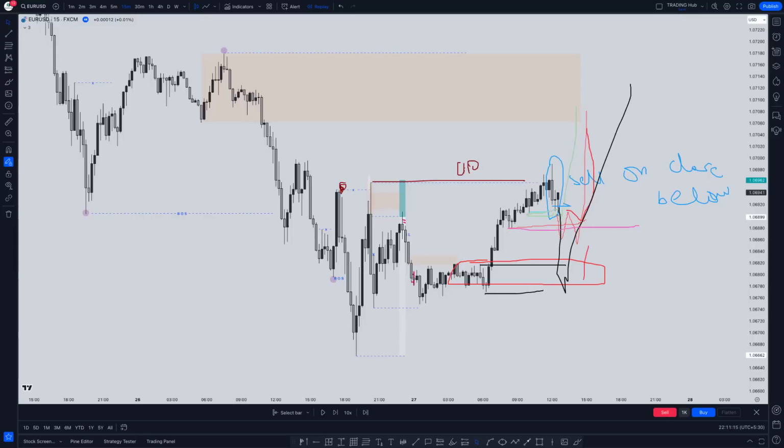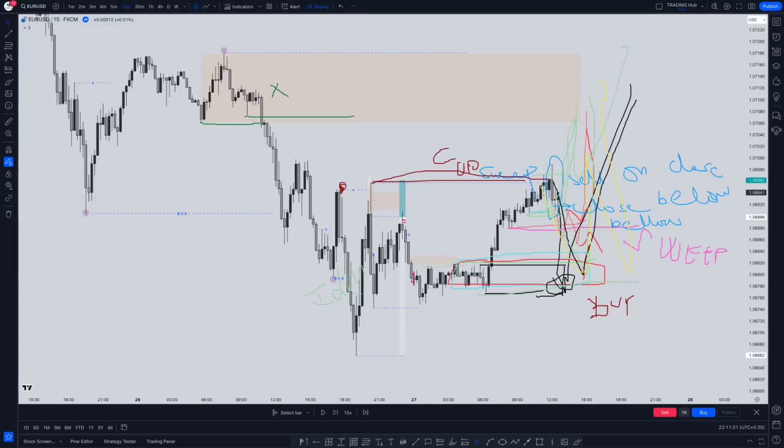Okay. Sell from the decisional order block. Okay. Now we find the buy setup. Okay. So at which point are we looking for the buy right here, and why?